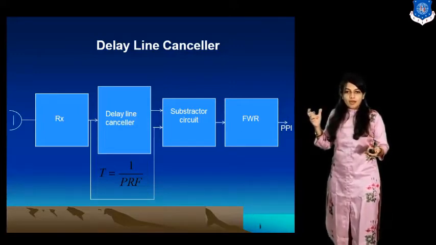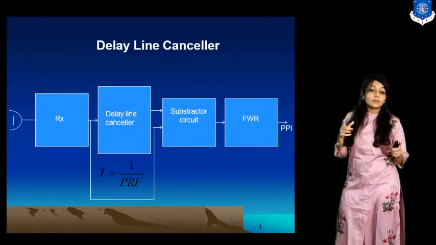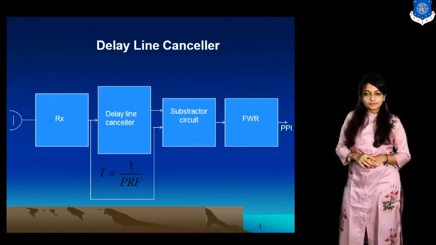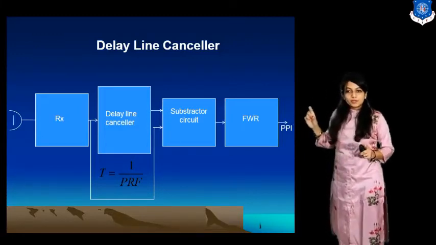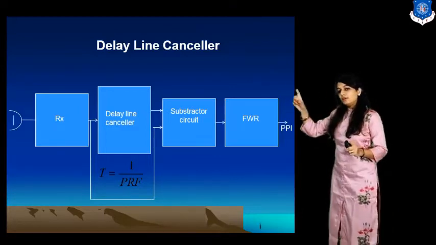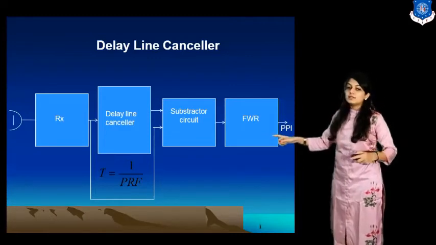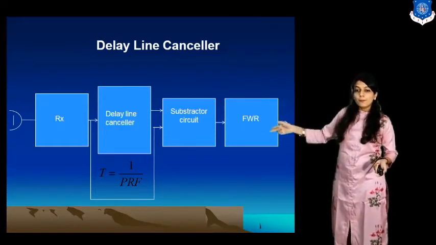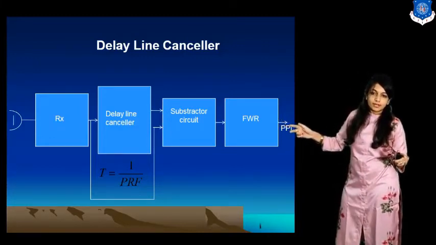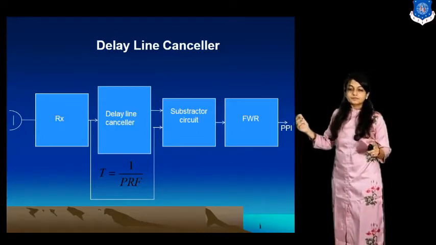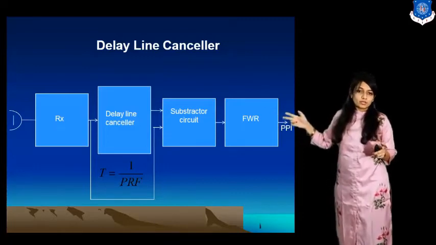How much delay will there be? This T is equal to 1 upon PRF, where PRF stands for the pulse repetition frequency. Alright? It will produce a delay. So the first signal that is applied to the subtractor circuit is the original signal, and the second one is a delayed signal. Why? Because we are going to compare these two signals by applying them to the subtractor. Alright? And after the subtractor, the signal we are getting is a bipolar signal.